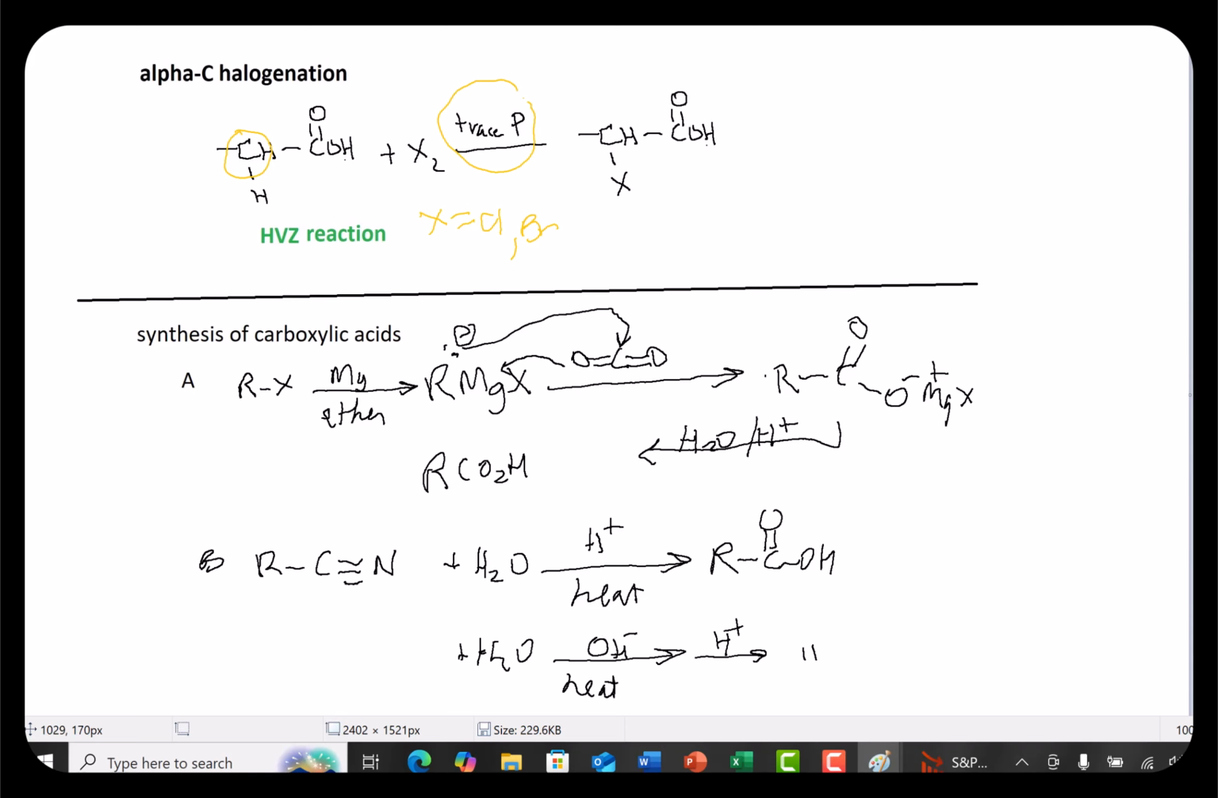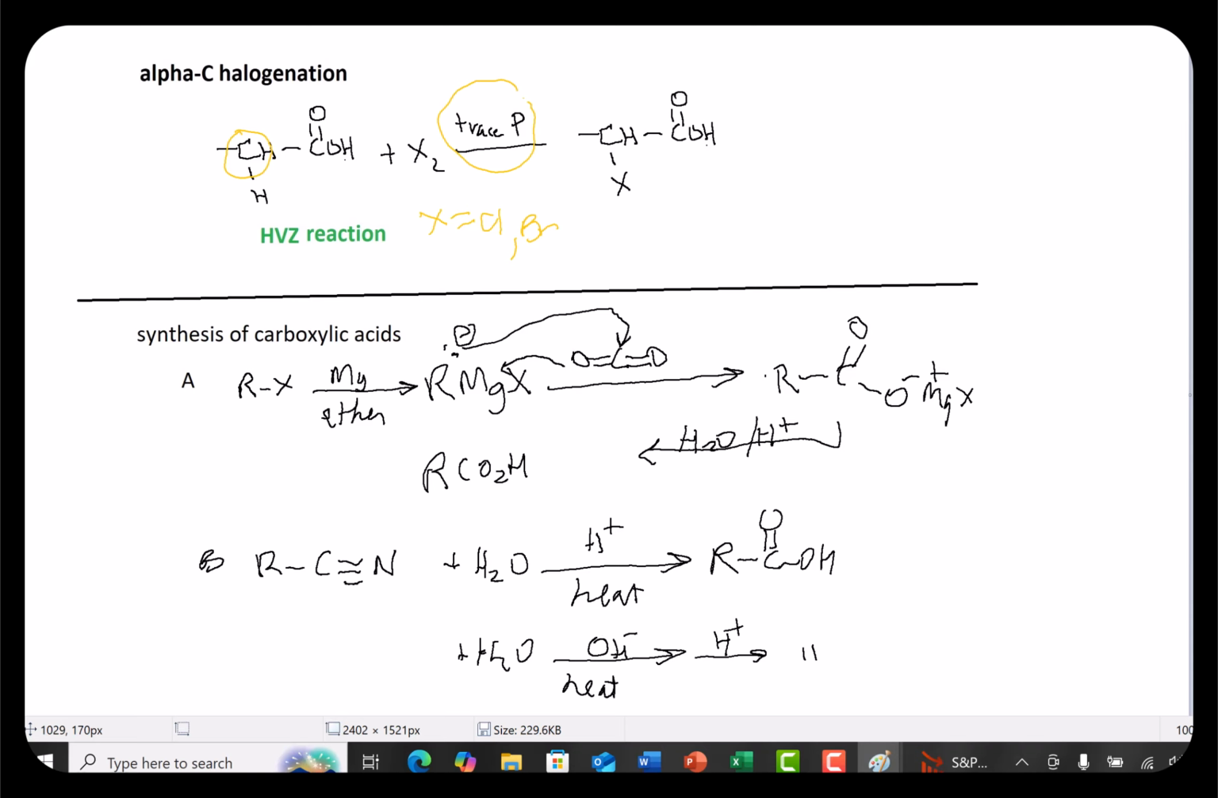All right. Now, I also want to say a word about synthesis of carboxylic acids. There's generally two methods for making carboxylic acids that are new for us.